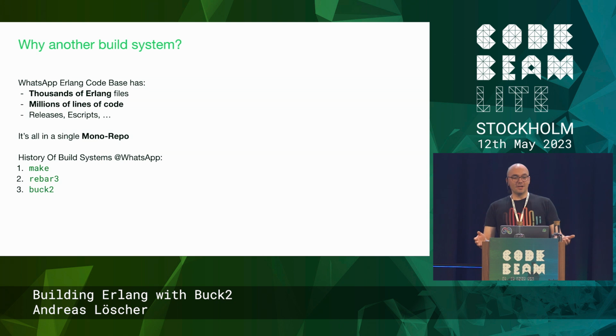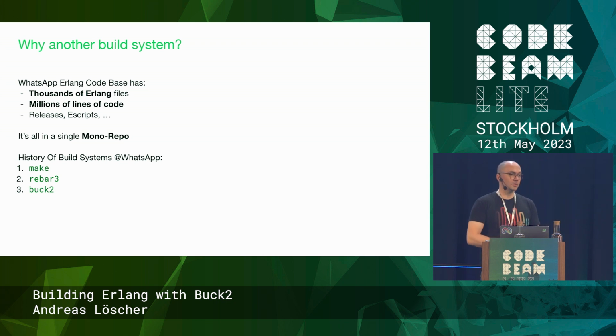So one might ask, why do we need another build system? And for us, the reason is really that we are foremost building tooling for our own needs. And our code base is really large. So we have thousands of Erlang files, we have millions of lines of code, we have to build our releases, we have to build our containers for deployment, we have escripts, we have supporting infrastructure, and so on and so on. And all of this is in a single mono-repository.